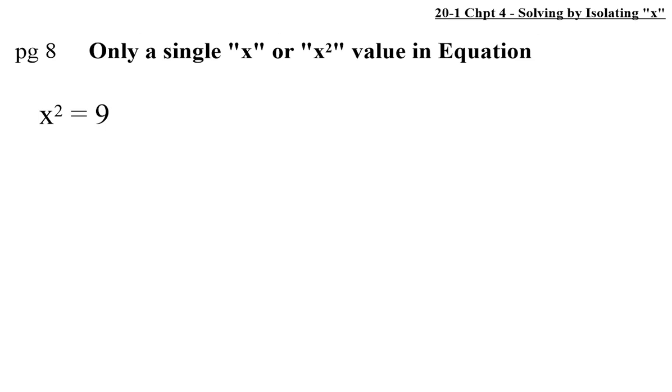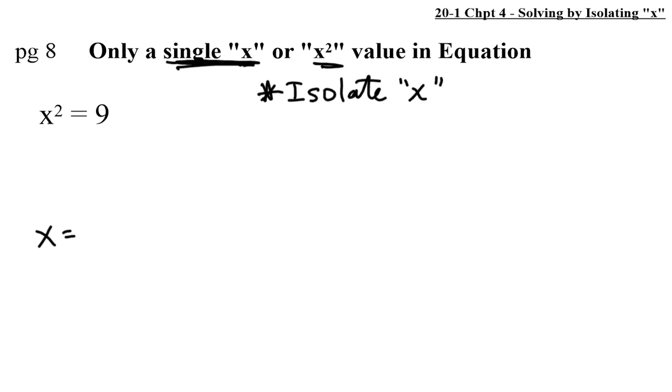Really, jumping into a question is the best way. So on page 8, we're looking at this process when you have just an x or an x squared in the equation. We can see there's only one term that has an x, so it's not too difficult. This is about as easy as you're going to see. If x squared equals 9, we want to know what x could be. It all comes down to isolating the x using algebra. How do we isolate the x here? Well, we have to get rid of the 2. In this case, it's a power 2.